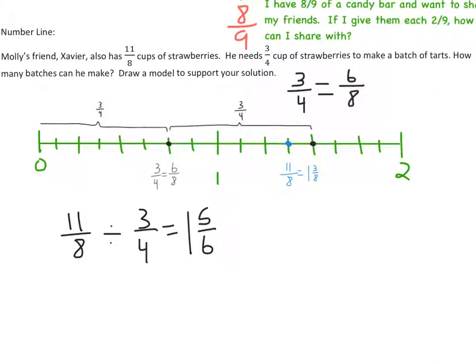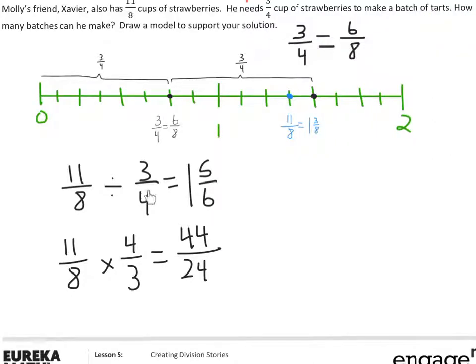So here's my claim. Now I want to prove it mathematically. Again, what I'm going to do is take what I'm dividing, groups of 3/4, and make it into 4/3. Remember, with multiplication, I don't have to have like denominators. So I didn't have to change it to 6/8. I know that's just going to make my numbers bigger and then I have to do more mental math, and it might just be more difficult.